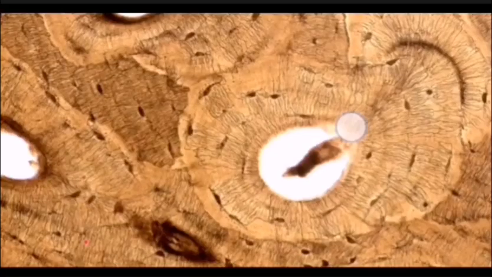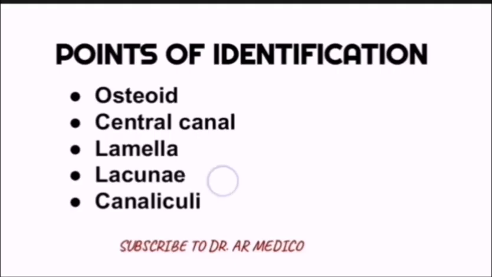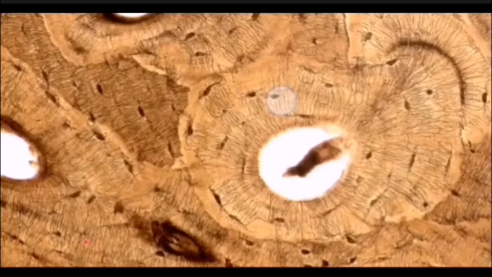Then we have a lamella. The lamellae are the concentric lines around the central canal. These are called the lamellae. The third point is lacunae. These darker spots are the empty spaces, and these empty spaces have the osteocytes. They are known as lacunae, and they are darker here because they are stained by a dye, but actually these are the empty spaces, right?